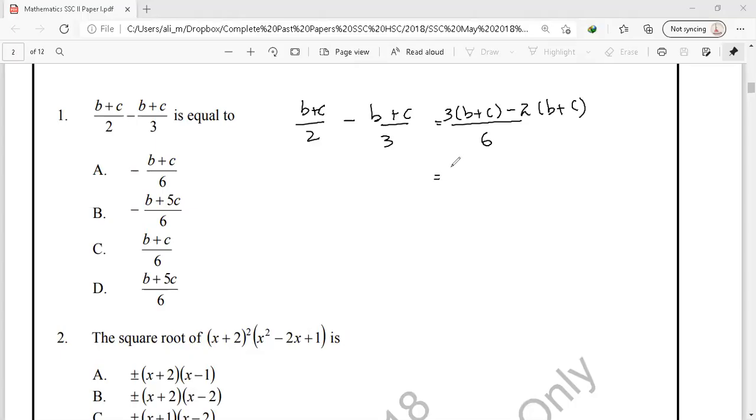सिंप्लीफाई करेंगे सो we will get 3b plus 3c minus 2b minus 2c over 6। So 3c minus 2c will become 1c and 3b minus 2b will become 1b over 6. So the correct answer in question number 1, we have b plus c over 6.